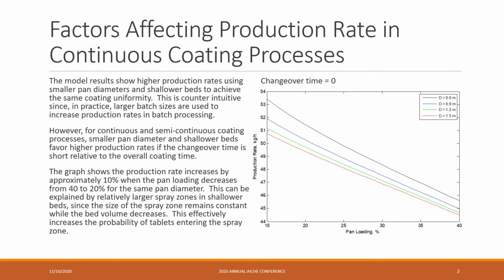For many of you, you may be thinking, well, this is not what we're accustomed to in batch processing. And we'll talk about why that is the case in batch processing. But for continuous and semi-continuous coating processes, where the changeover time is almost negligible compared to the overall coating time, smaller pan diameters and shallower beds will favor higher production rates.